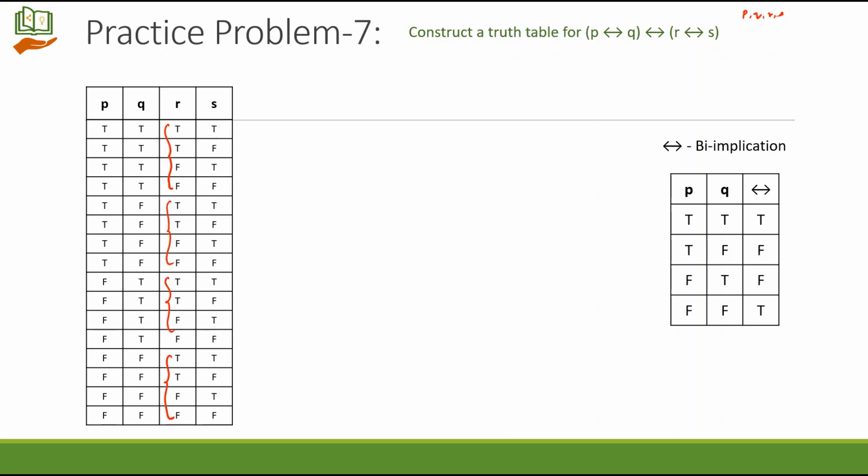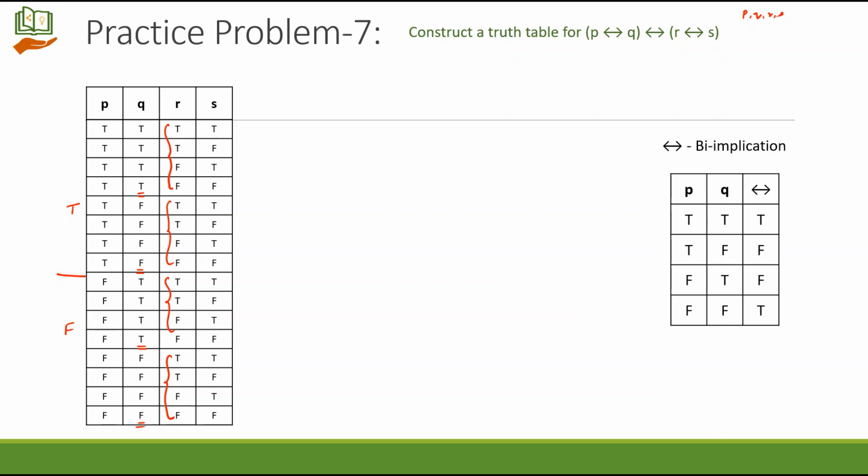Now for the first set of values you will have true. For the second set of values you will have false. For the next set of 4 values you will have true. For the next set of 4 values you will have false. This is how Q will be arranged. Now just go to P. For the first 8 rows you will have true. For the next 8 rows you will have false.